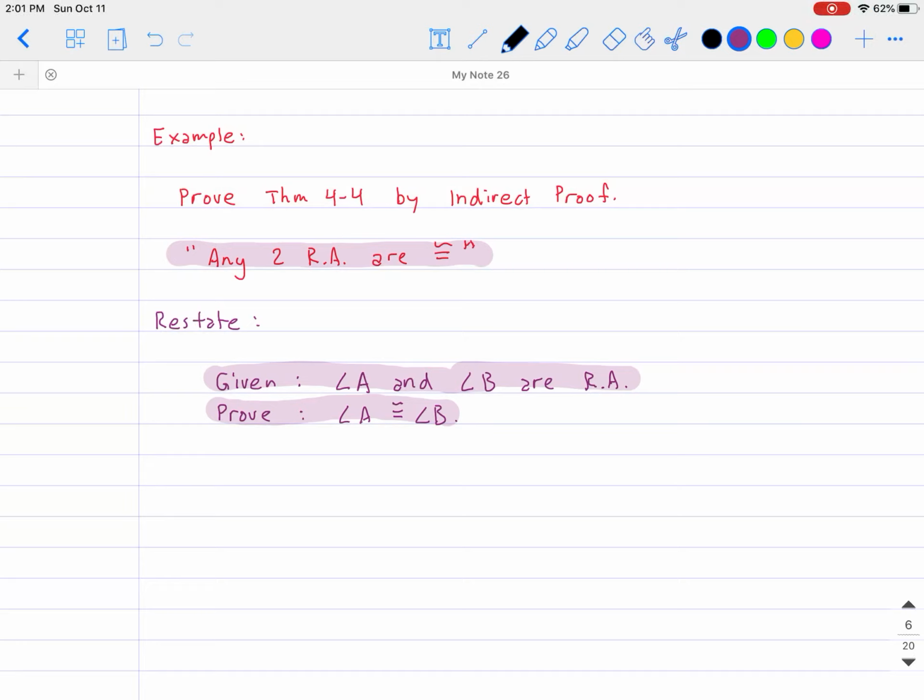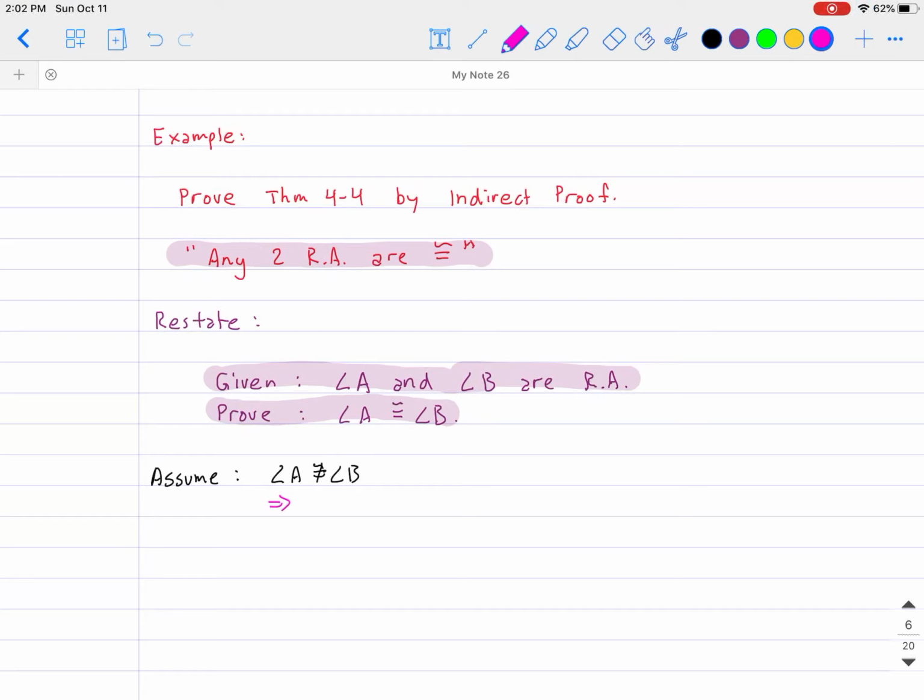Once again, if you're at that point where you're thinking to yourself, hey, I think I can write this proof, by all means, pause the video and try for yourself. If not, then let's go ahead and write it. Assume that angle A is not congruent to angle B. Okay, so that's going to be our introduction to the indirect proof.